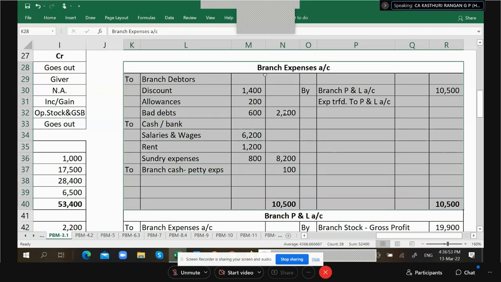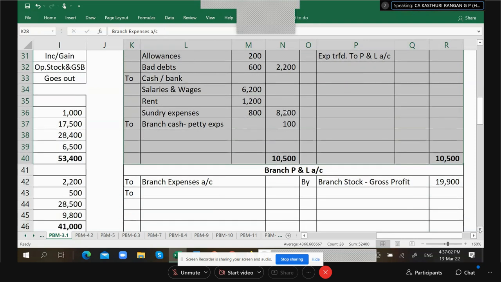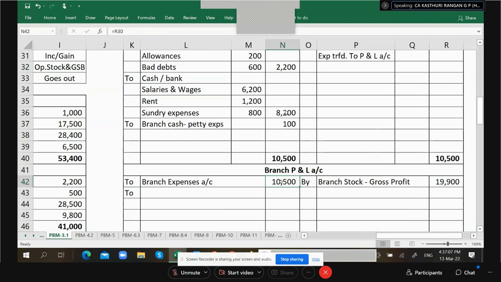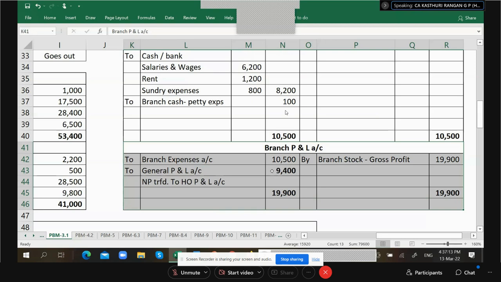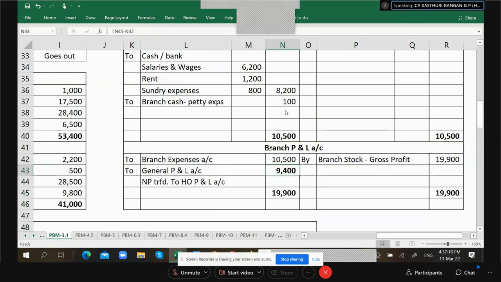So the total expense of 10,500 at branch should be transferred to the debit of branch P&L. Already in the branch P&L, gross profit 9,900 is there. Branch expense 10,500. Now tell me what is the net profit? It will be 9,400. So the net profit of 9,400 should be transferred to the general P&L account. So branch P&L account debit to general P&L, net profit transferred to head office P&L account 9,400.